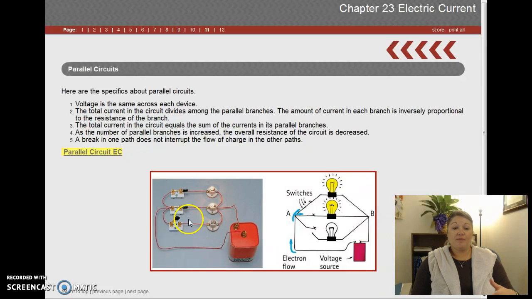Okay? Now, parallel circuits are neat because the resistance in any one of these branches is less than the total resistance of the circuit. That's why parallel circuits are used in your home, because it reduces the resistance, which reduces friction, which reduces heat, doesn't cause your house to catch on fire.